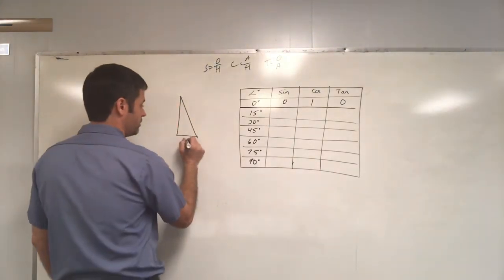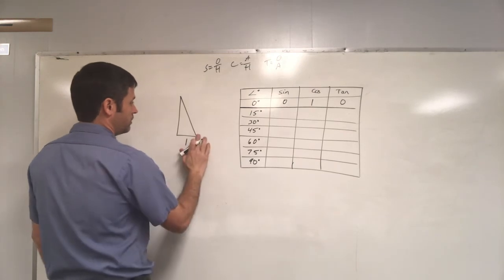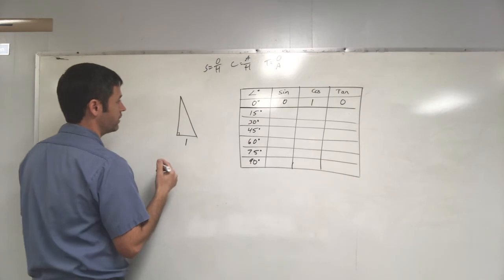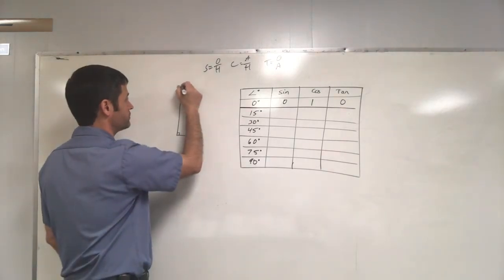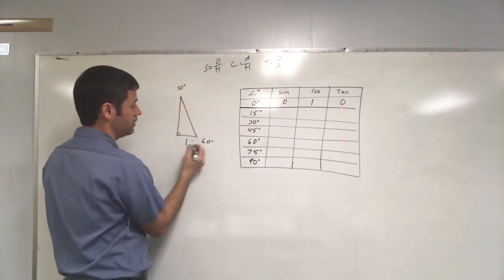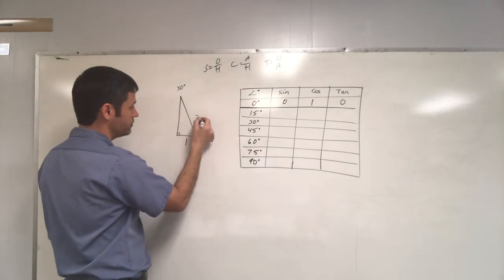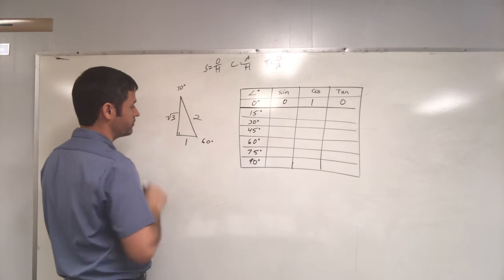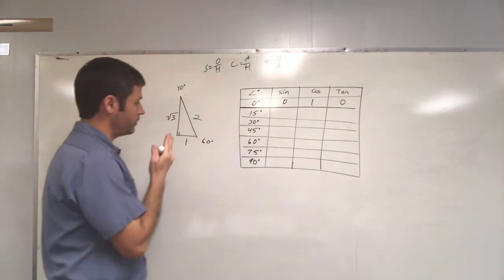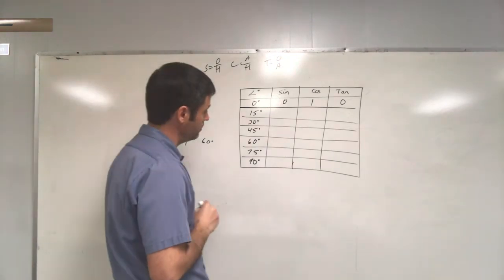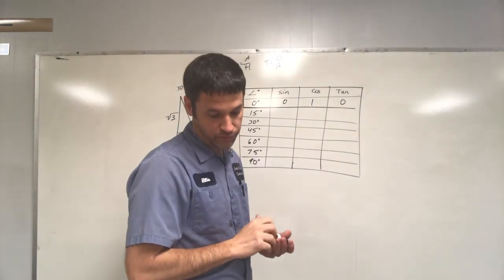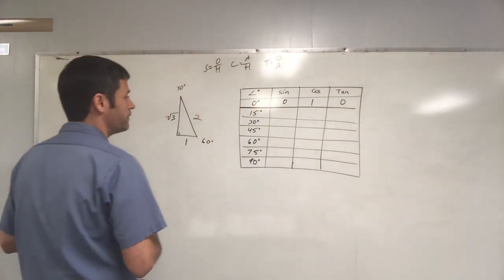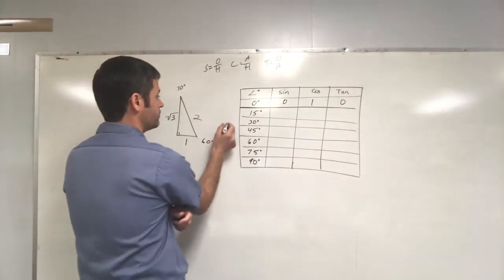So remember the ratio of side lengths of a 30, 60, 90. This is 30 degrees. This is 60 degrees. 1, 2, square root 3. Now use this for 30 and for 60. If you look carefully, let's start with the 30 right here.